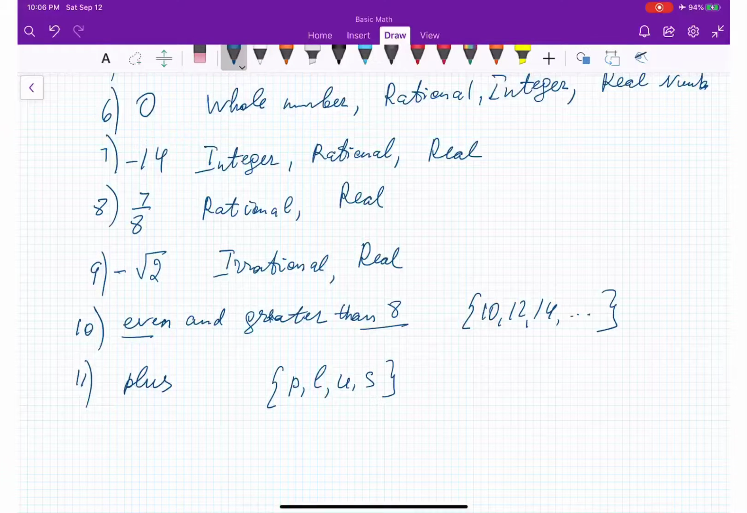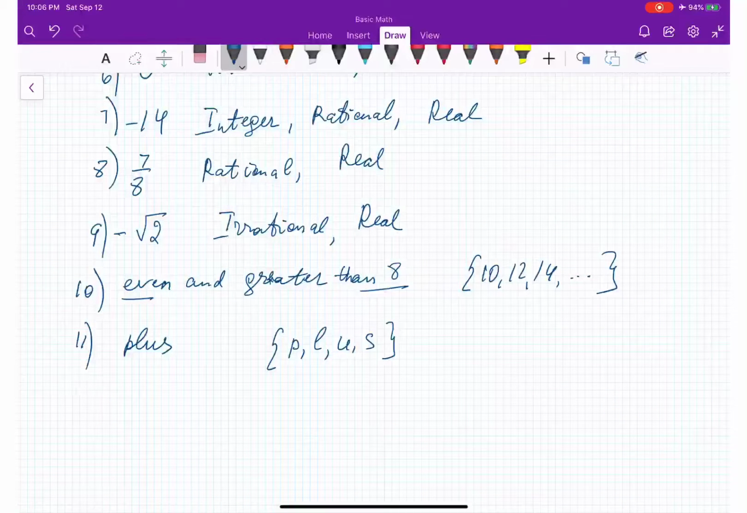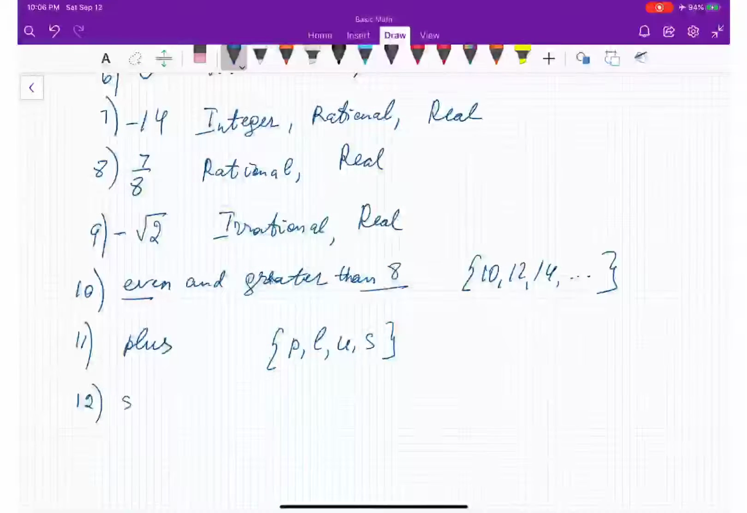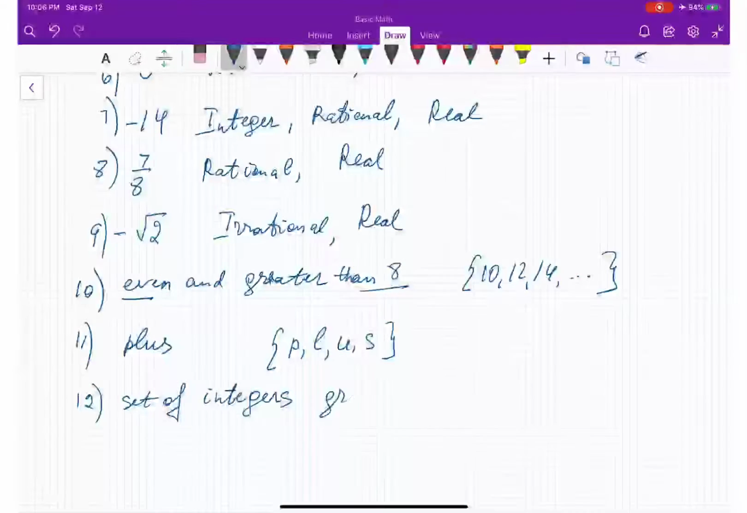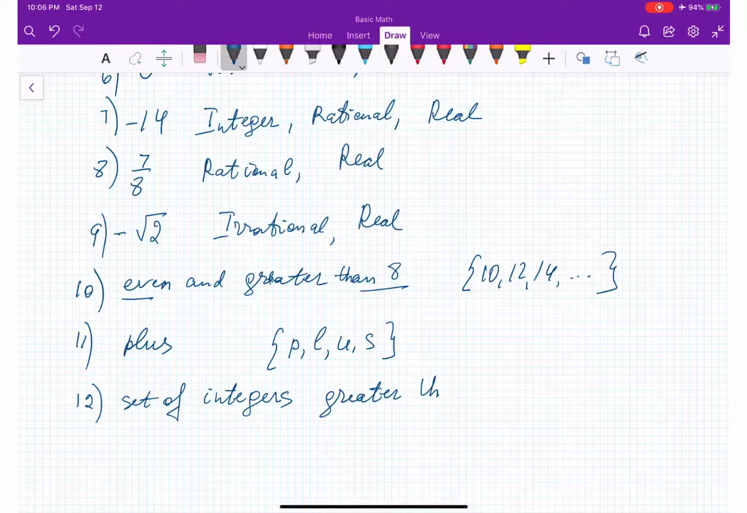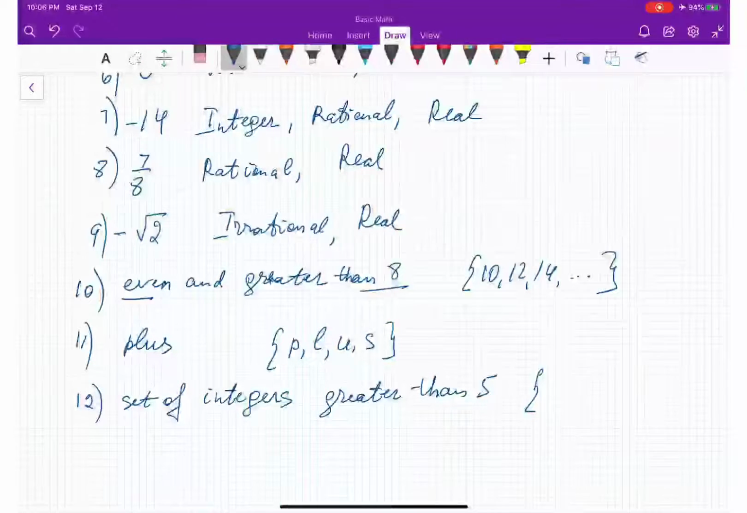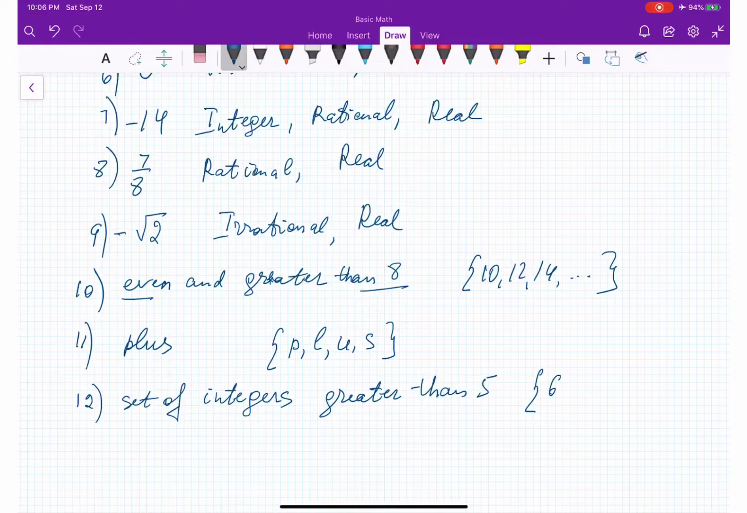Next, write the set in the roster form, which is going to be the set of integers greater than 5. Set of integers meaning it's going to be whole numbers, right? So greater than 5, there is no other condition. It starts with 6, 7, 8, and then commas. Okay.